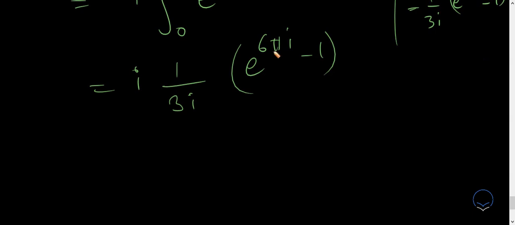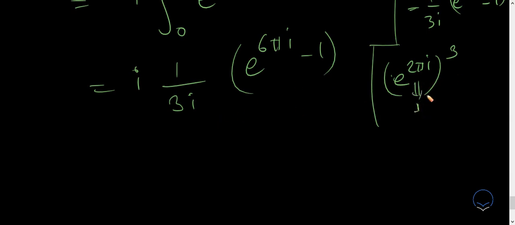So now you can see e to the power 6 pi i, right? How can you simplify this? Just notice that it is e to the power 2 pi i, whole cube, and e to the power 2 pi i is always 1, right? And 1 cubed is just 1, so this whole thing is just 1. And you can see there is a 1 over here and a 1 over there, so these cancel each other out. That is, e to the power 6 pi i minus 1 is just 0, so this whole thing is 0.